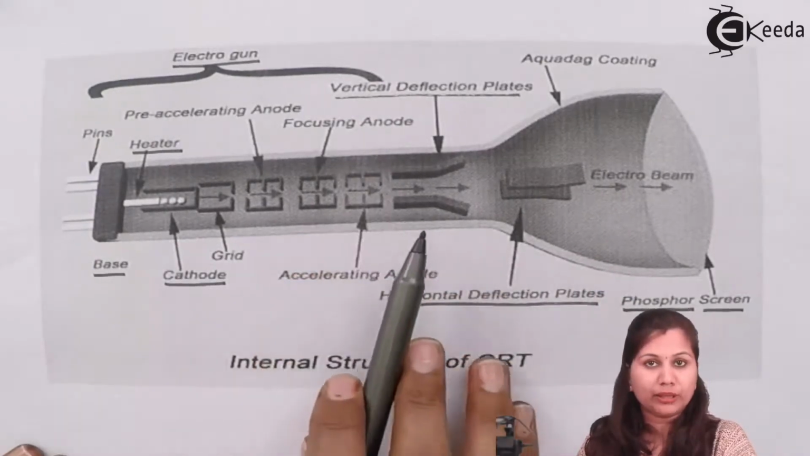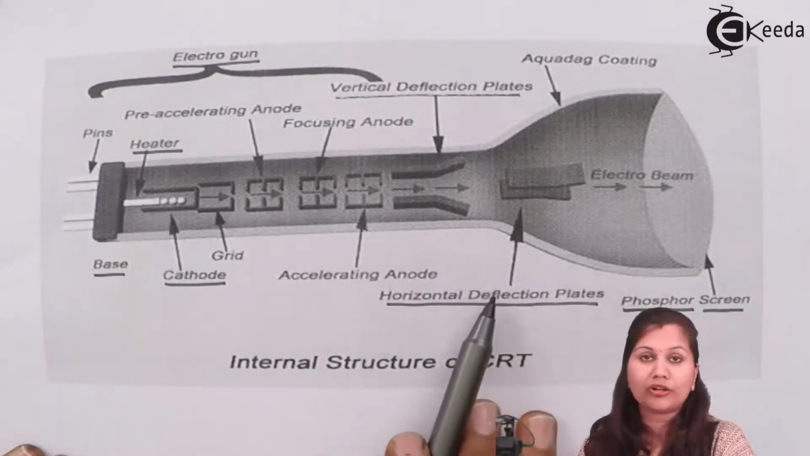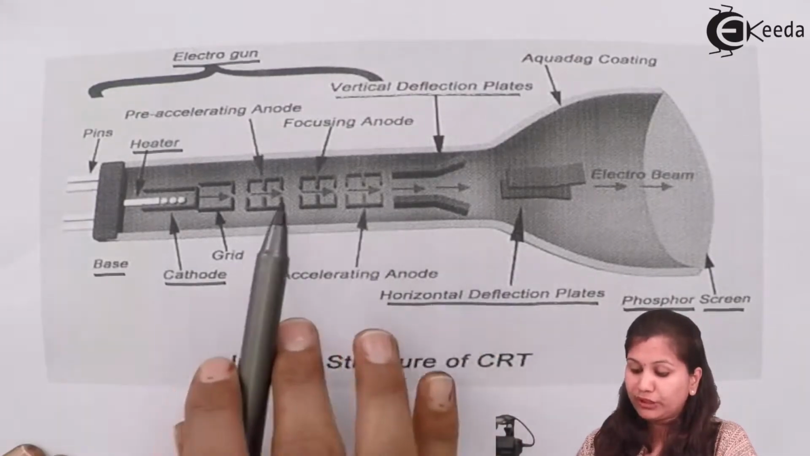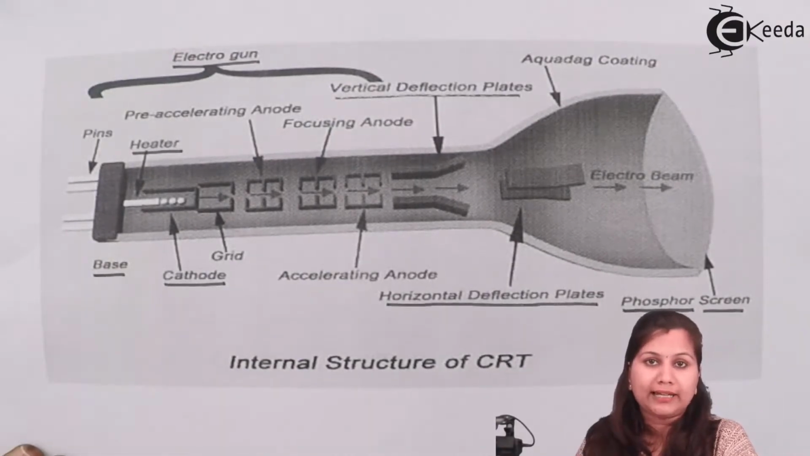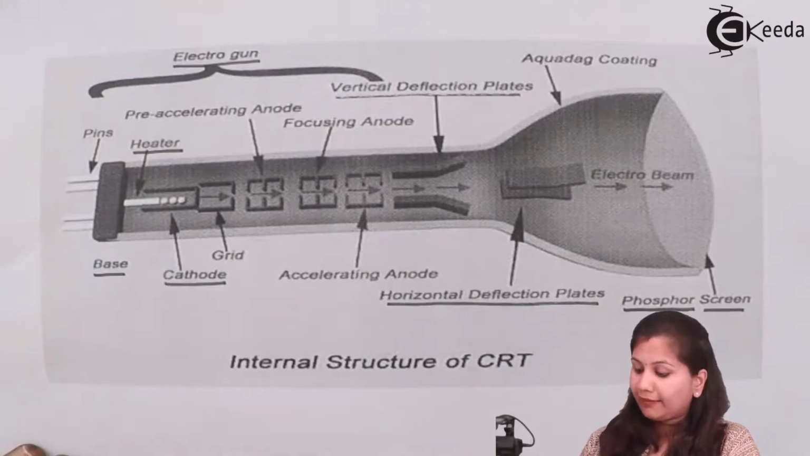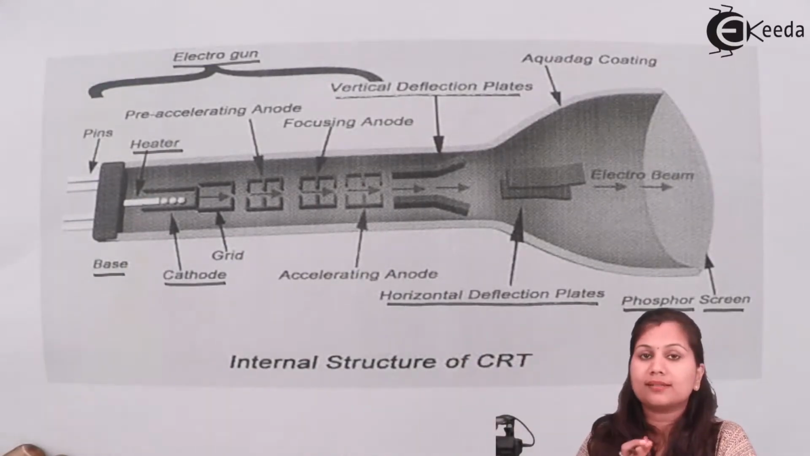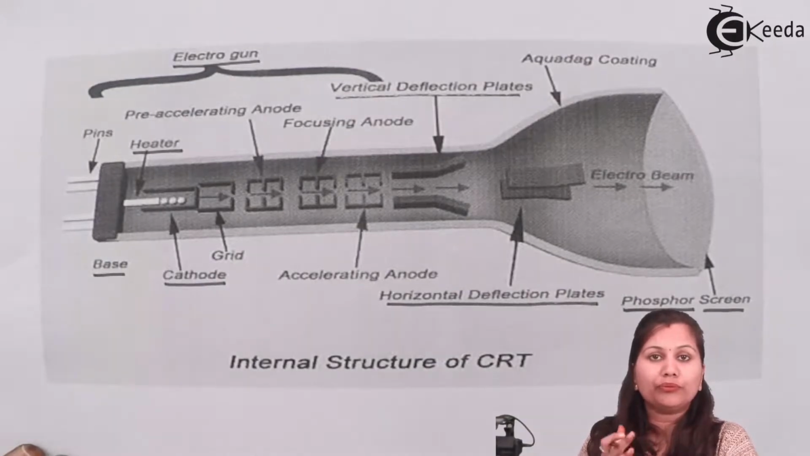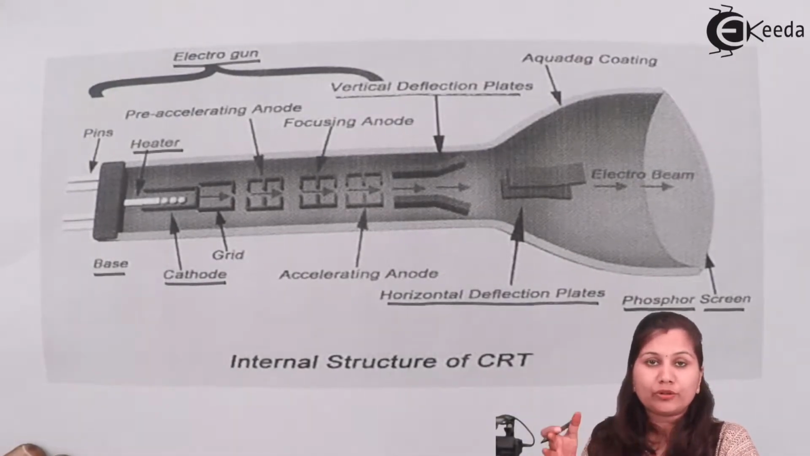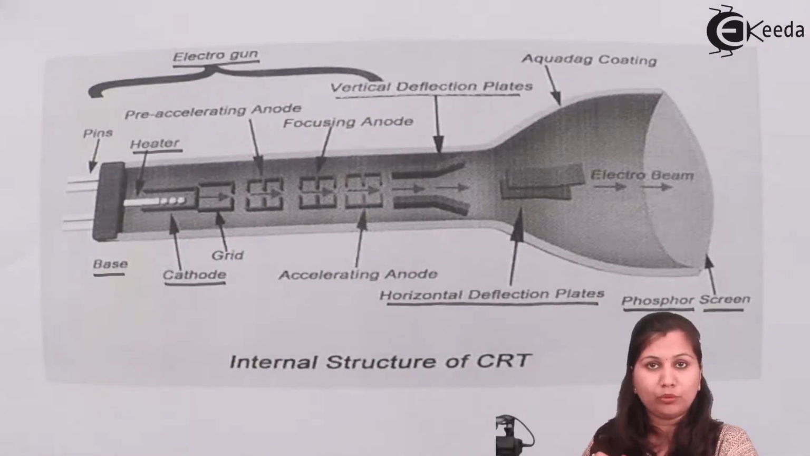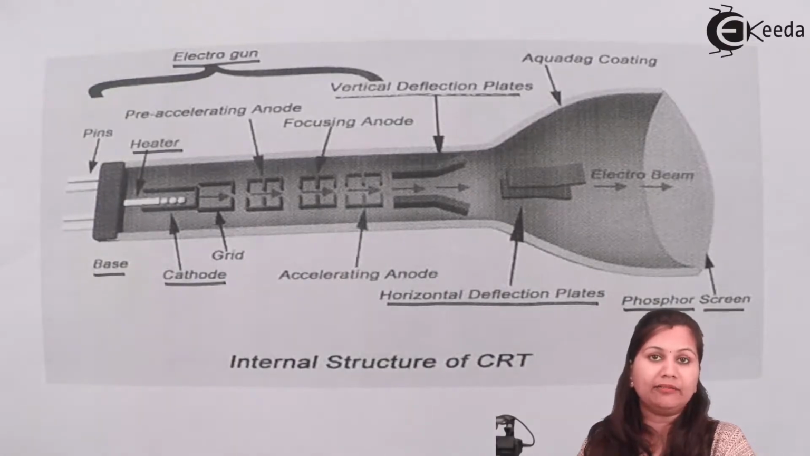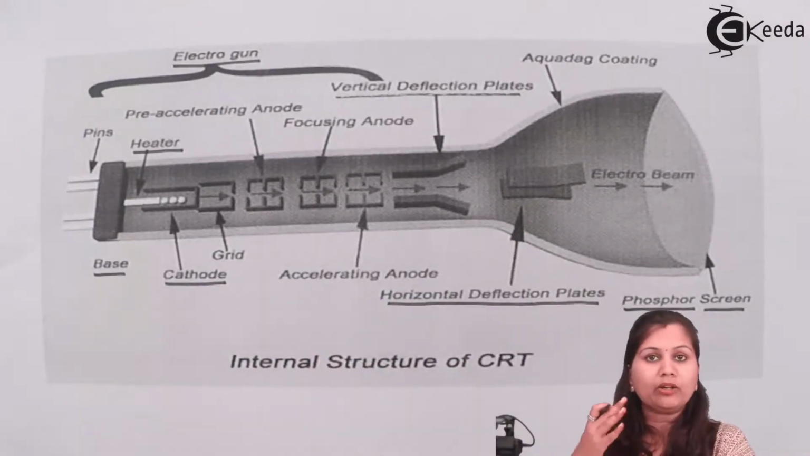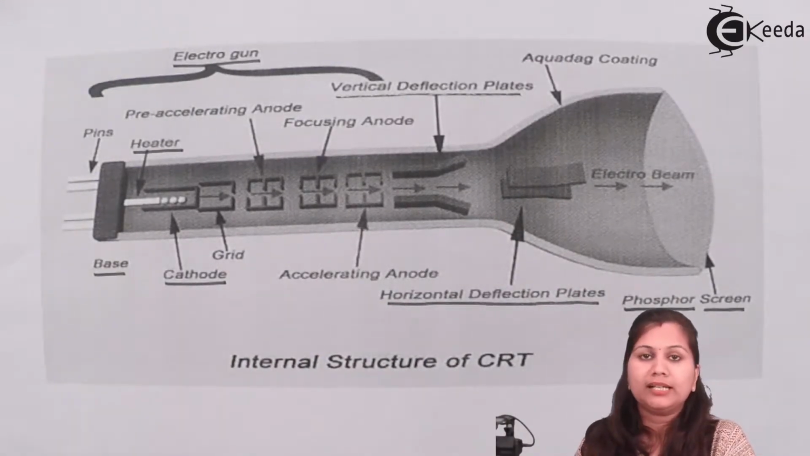First we are having the vertical deflection plates, and then we are having the horizontal deflection plates. The vertical deflection plates cause the electrons to move in the vertical direction, that is from up to down, and the horizontal deflection plates cause the electron beam to move from left to right. So left to right and up and down the electrons are moving. Whatever input signal we are applying, according to that input signal the deflection of the electron beam will take place.